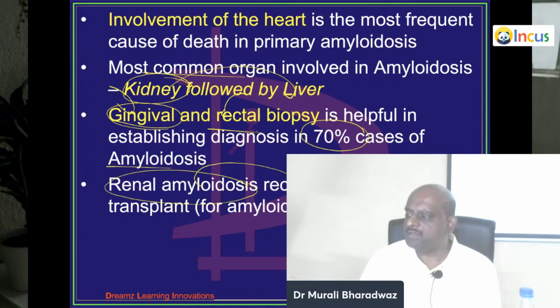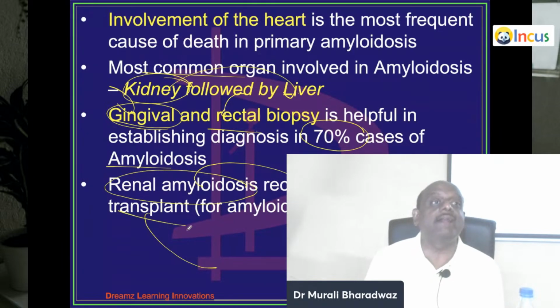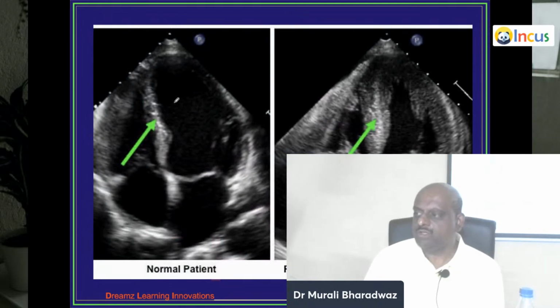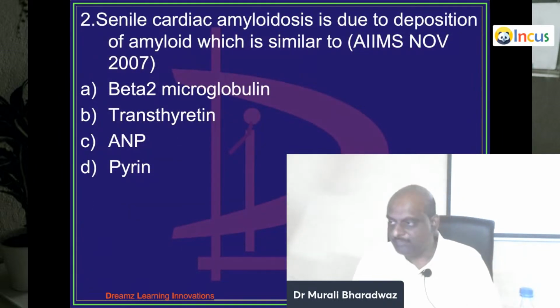Renal amyloidosis often recurs. Whenever a patient has renal failure due to renal involvement with amyloidosis, even if you do a renal transplant, amyloidosis will recur in the transplanted kidney as well. So it's a normal patient, whereas a patient in whom there is amyloid deposition in the interventricular septum.